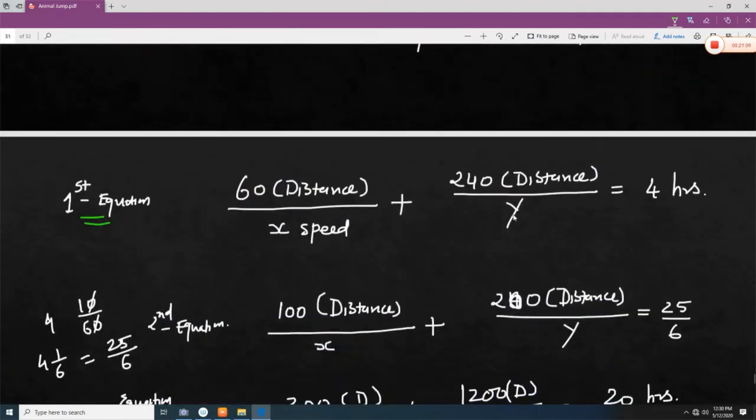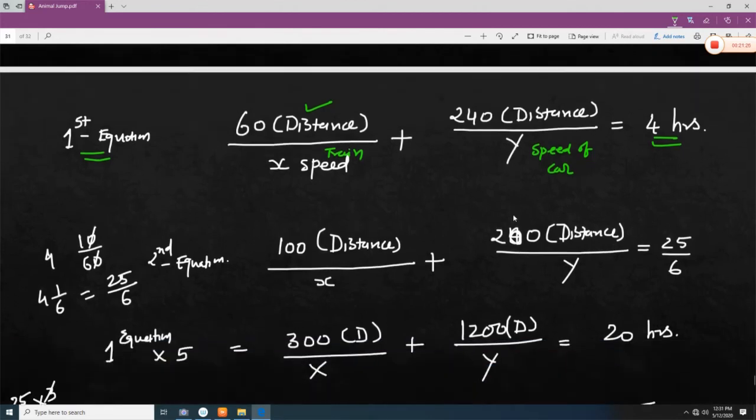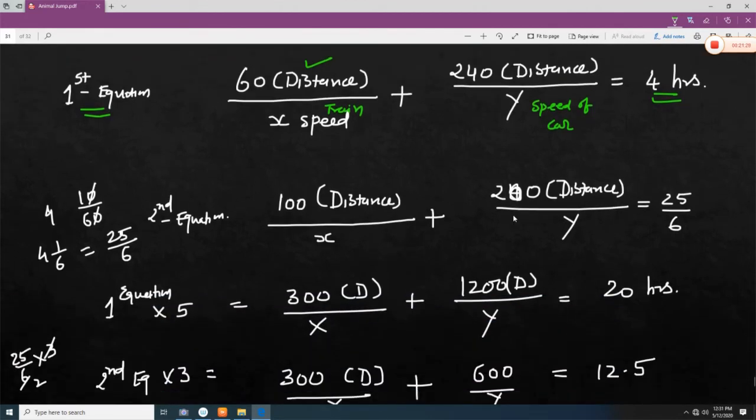So let's say the first equation, 60 is the distance and x is the speed of train, and y is the speed of car, and it will take 4 hours. And in the second equation, in the second information, 100 is the distance and x is the speed of train and y is the speed of car, and it will take 25 into 6. It is 25 into 6.